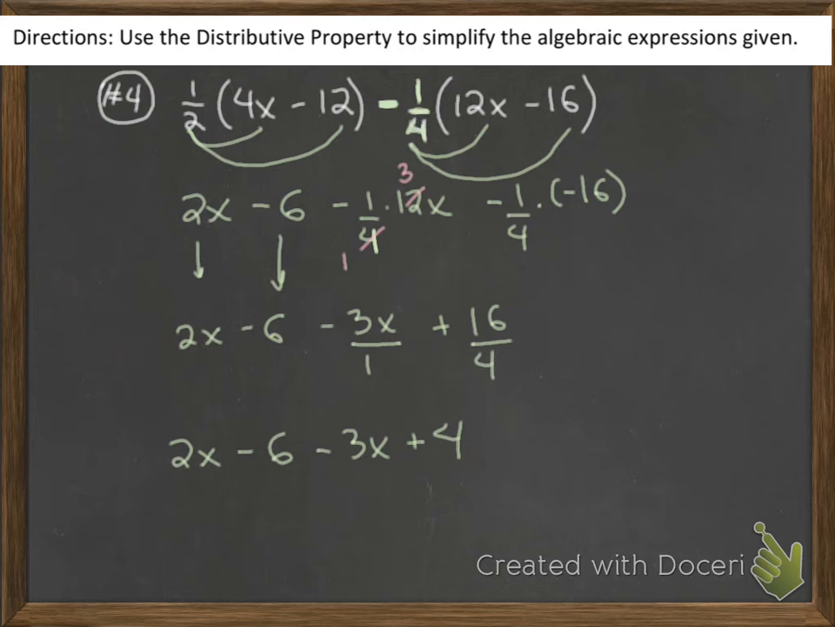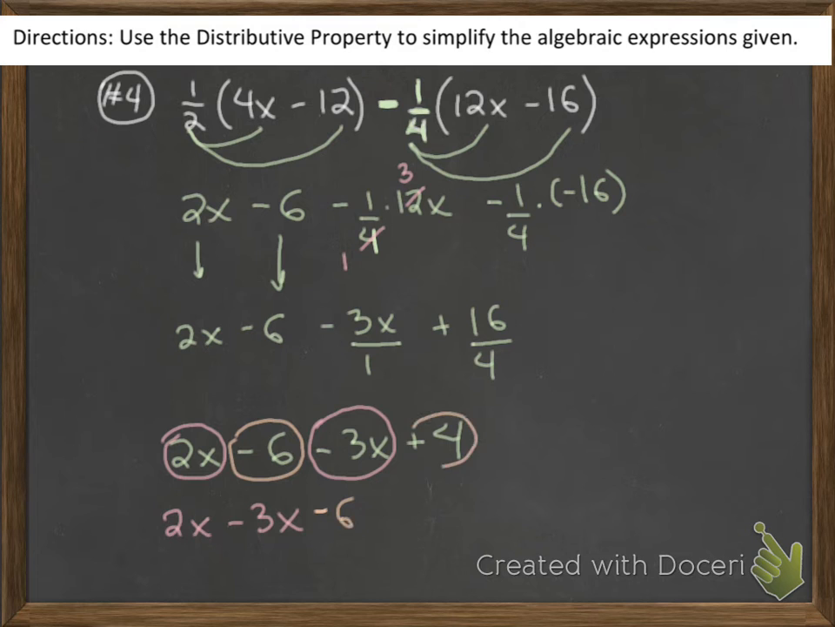Now, unfortunately, we're still not done. We can use that commutative property to rearrange our terms. We make them commute. We make them move around. So we have 2x minus 3x, and then we have a minus 6, and we have a plus 4. So 2x minus 3x is negative 1x, or negative x, whichever you prefer. And then negative 6 plus 4 is negative 2.